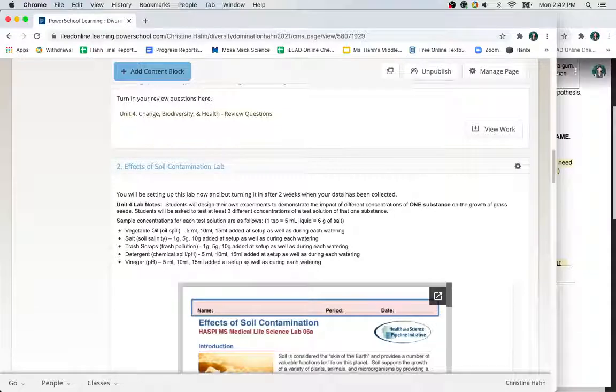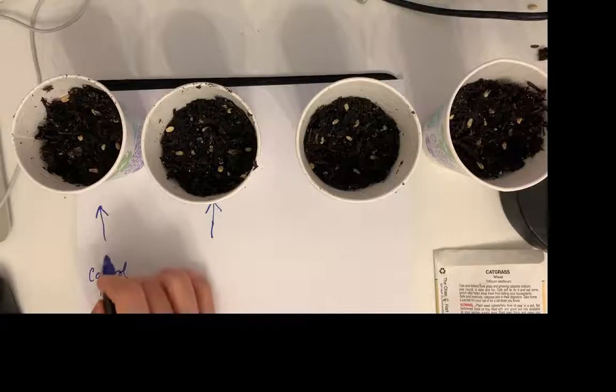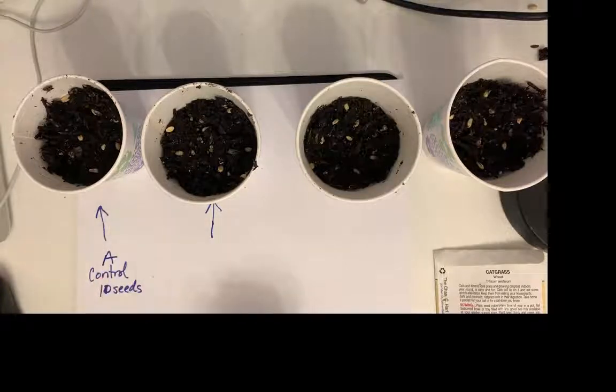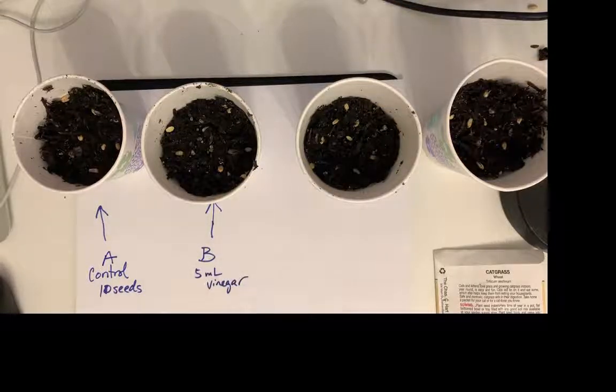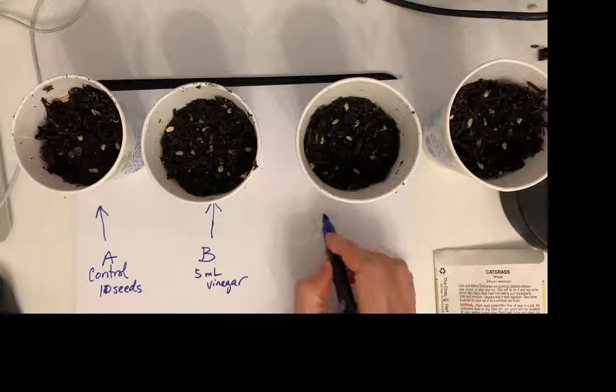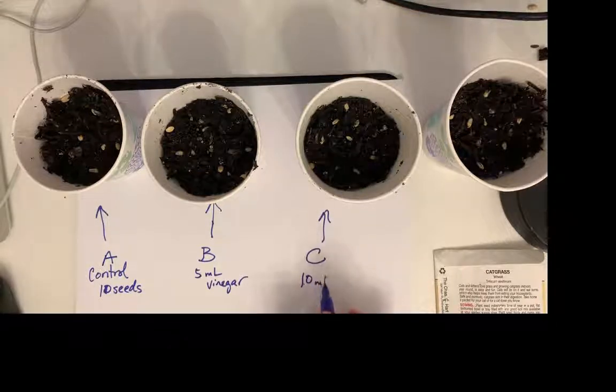Okay, I'm going to call this control plant A, because when I do my data table, that might make it easier. This is going to be B, and I'm going to do 5 milliliters of vinegar. Everyone's doing their own experiment. If you want to do the vinegar one, you can do that. This one is going to be my C, and I'm going to do 10 milliliters of vinegar. Everything else is going to be the same.